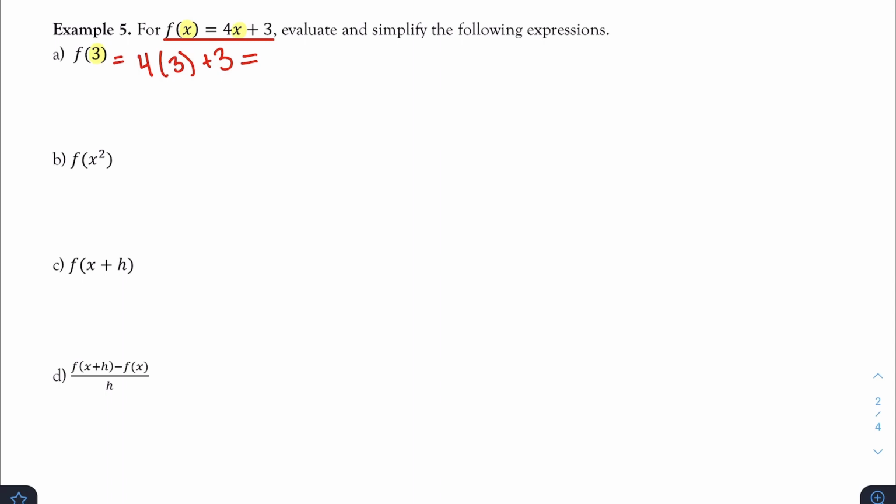Now my job is to clean this up. 4 times 3, I get 12, plus 3, giving me 15. So I have my final answer for f of 3.